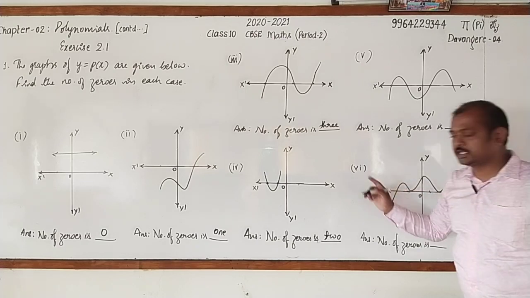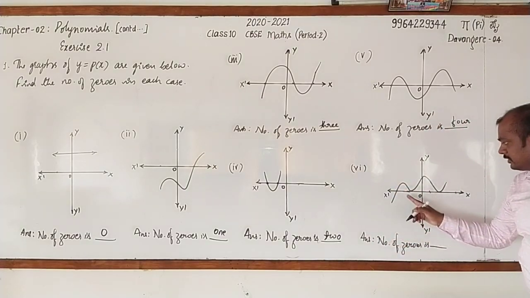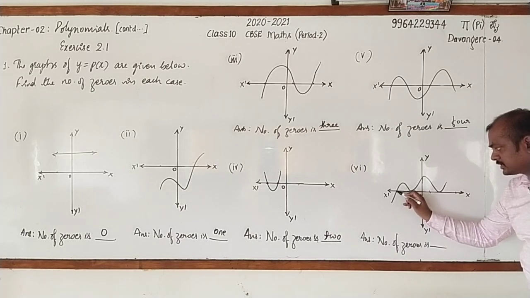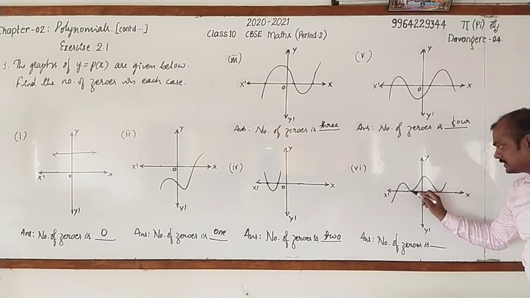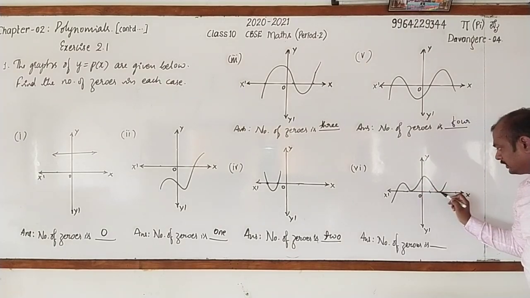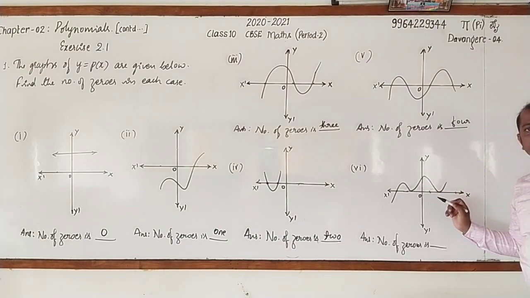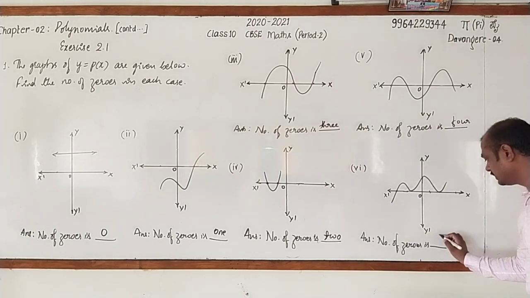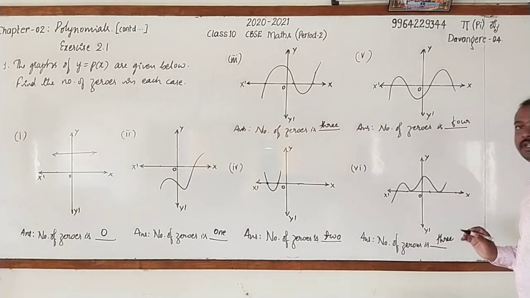Next, sixth one. Observe here. This graph, here it has intersected the x-axis at one point here. It meets the x-axis at this point as well as this point. Total how many points are there? 3 points. Hence we can say that the number of zeros is 3.